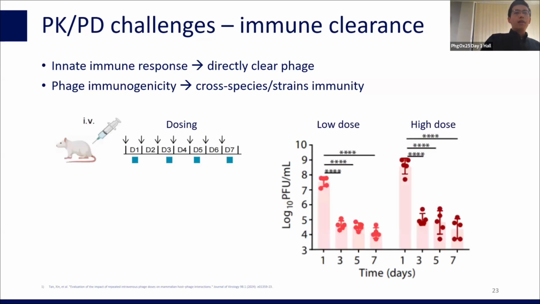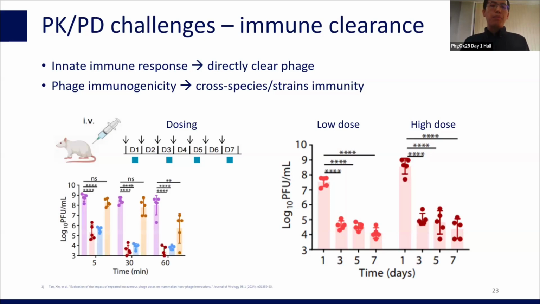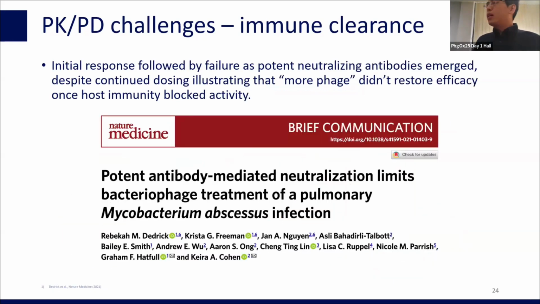We already have quite a lot of preclinical evidence showing that immunity can actually counteract phages. For example, here, after repeated dosing in mice, the circulating phage titers decline. This suggests the immune response is eradicating at least the active phages. And it appears that phage immunogenicity is cross-species. So exposure to some phages can lead to immunity against some other phages, right? That was also mentioned in some previous presentations. We have many more examples here.